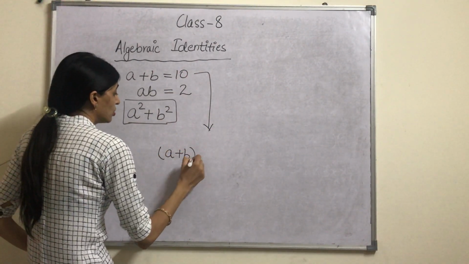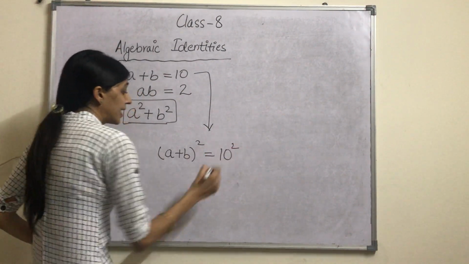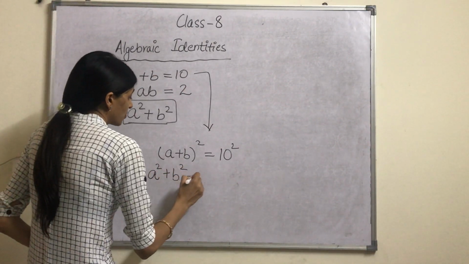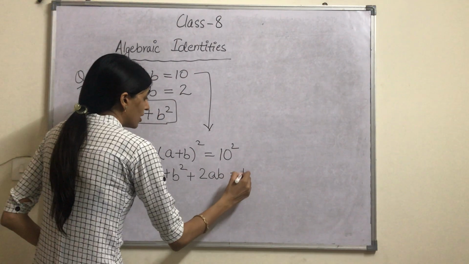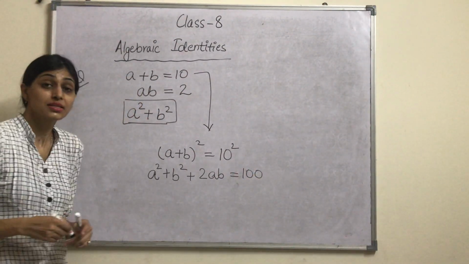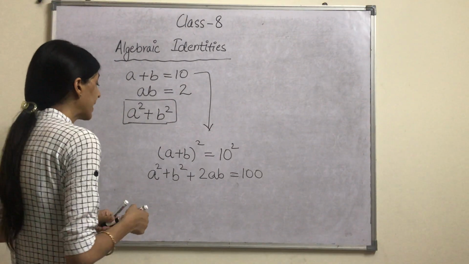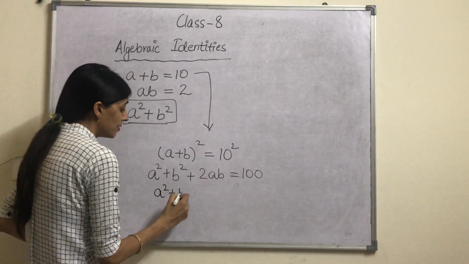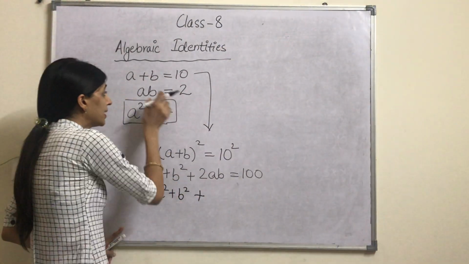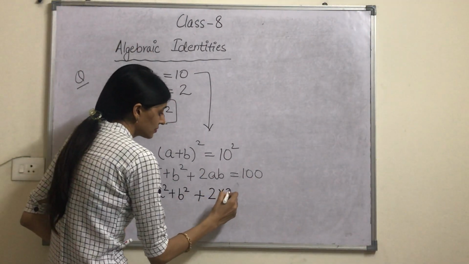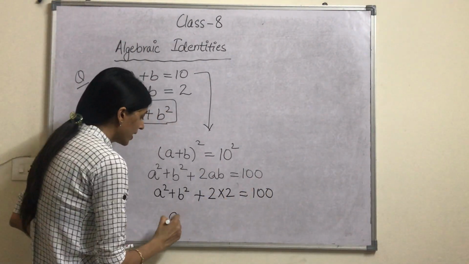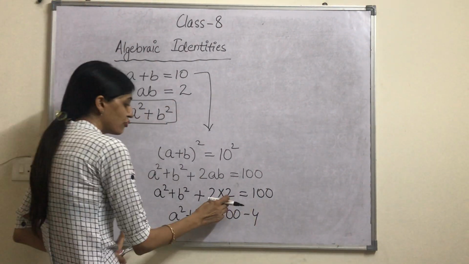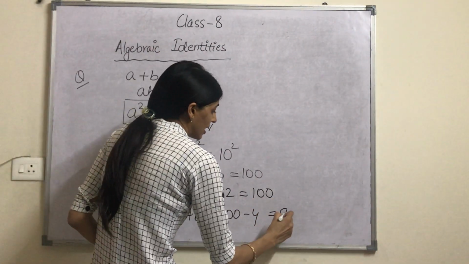(a plus b) whole square equals 10 square. What is (a plus b) whole square? a square plus b square plus 2ab equals 100. This is the number we get after opening the brackets. We have to find out the value of a square plus b square. Write it as it is. Plus 2ab, what is ab? 2. 100. So a square plus b square comes out to be 100 minus 4. This 4 goes to the right hand side and it comes out to be 96.